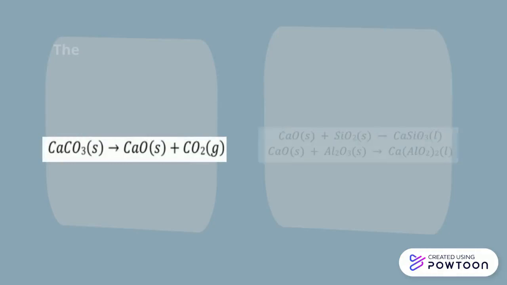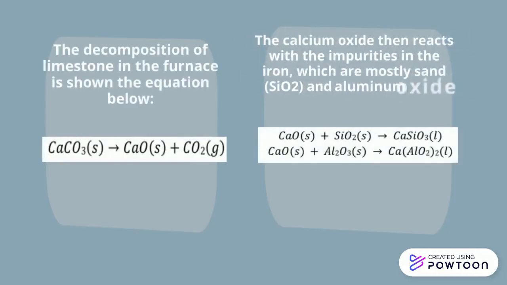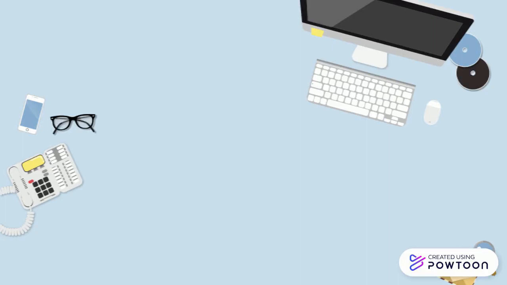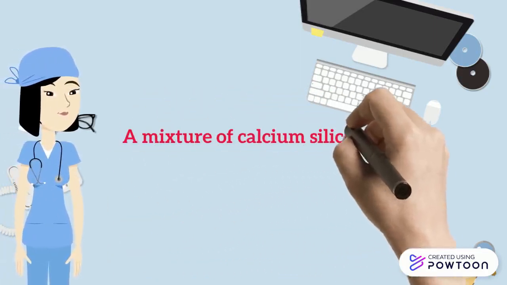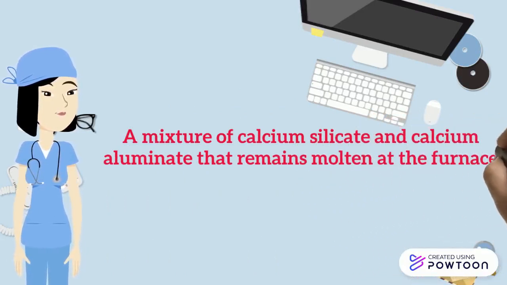The decomposition of the limestone in the furnace is shown in the equation below. Limestone to calcium oxide and carbon dioxide. The calcium oxide then reacts with the impurities in the iron, which are mostly sand and aluminum oxide. Calcium oxide plus silicon dioxide to calcium silicate. A mixture of calcium silicate and calcium aluminate that remains molten at the furnace temperature is known as slag.